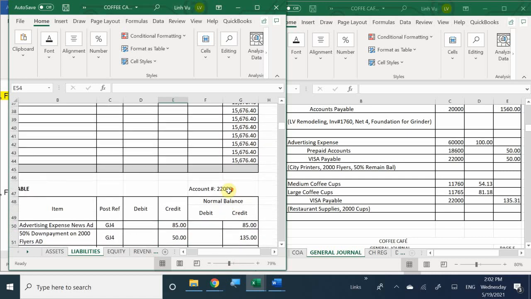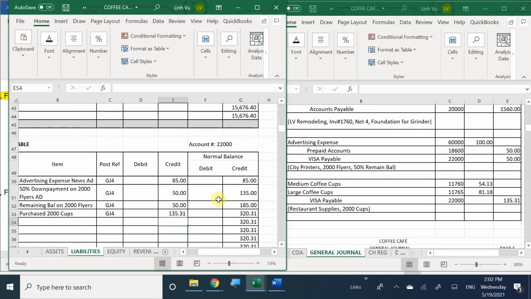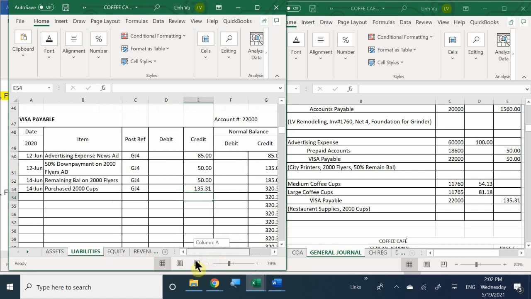Okay, so already we have owing $15,000 in accounts, and we have an additional $320 on a credit card, and we only have $5,000 in the bank. Okay.